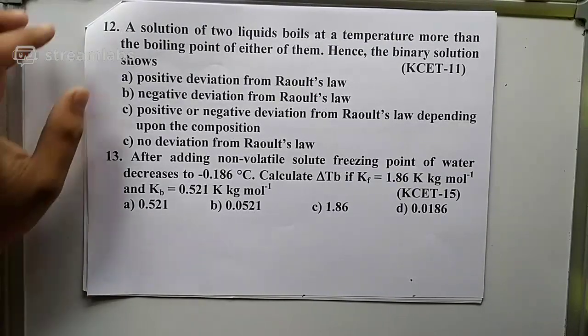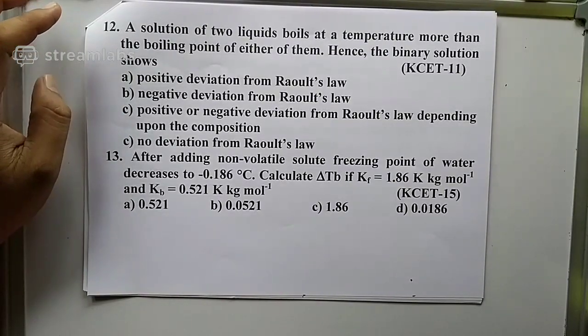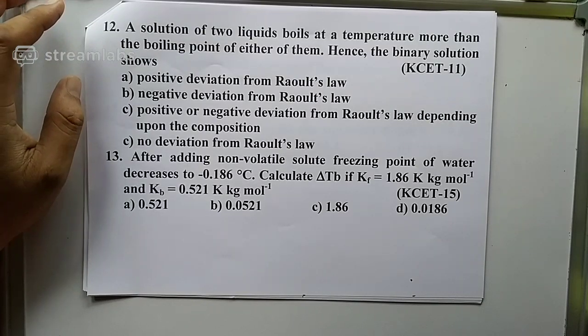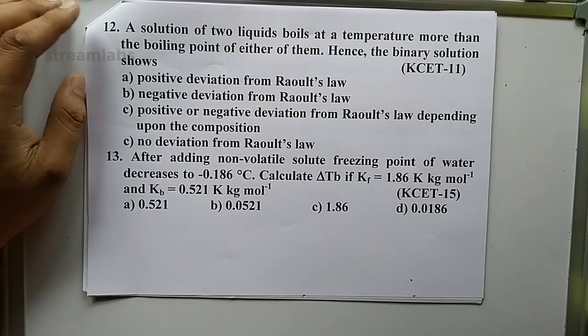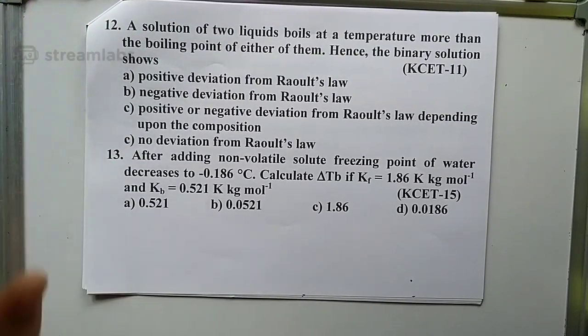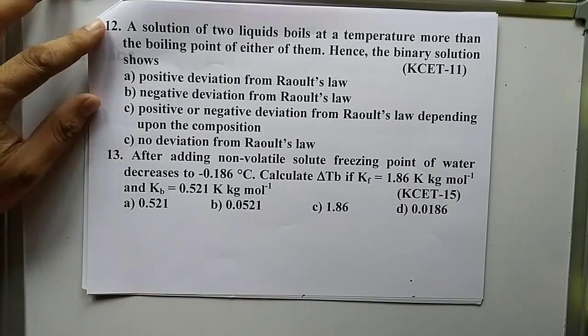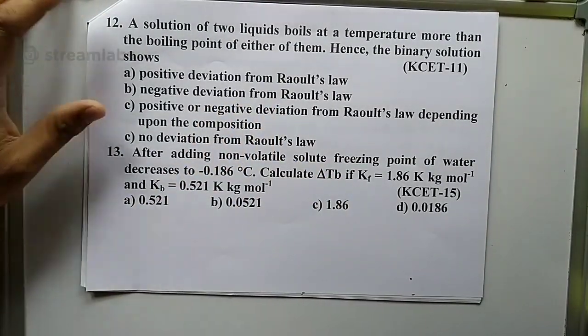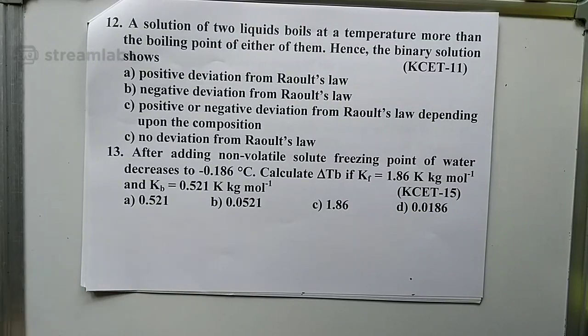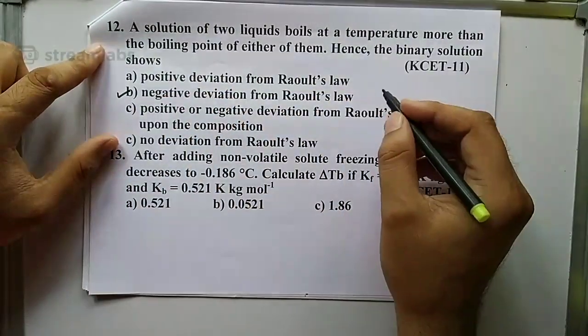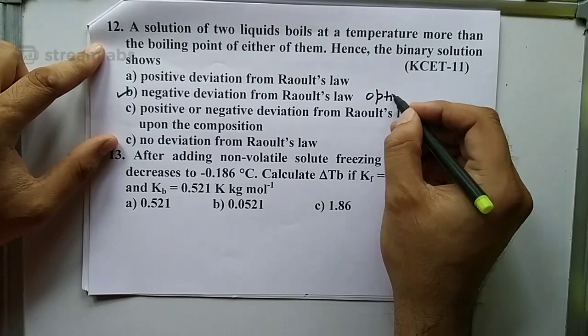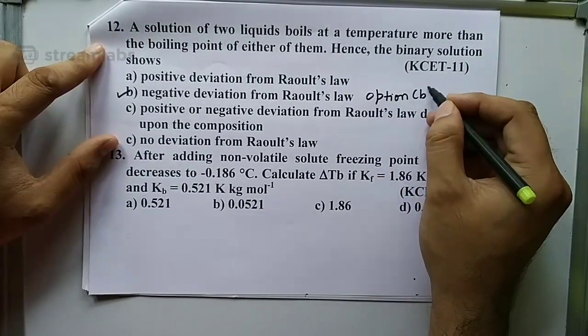So if the total pressure would be less than expected, then it should be showing what kind of deviation? Negative deviation. So therefore, for question number 12, what should be the answer? It shows a negative deviation from Raoult's law. So what is the answer, students? It shows negative deviation, so option B is the answer for question number 12.